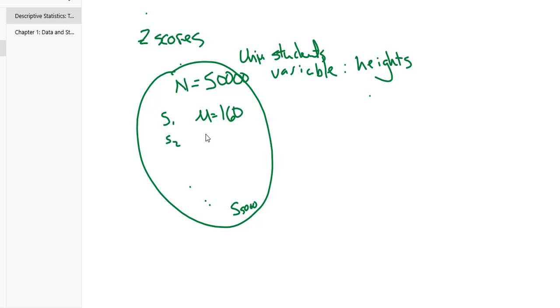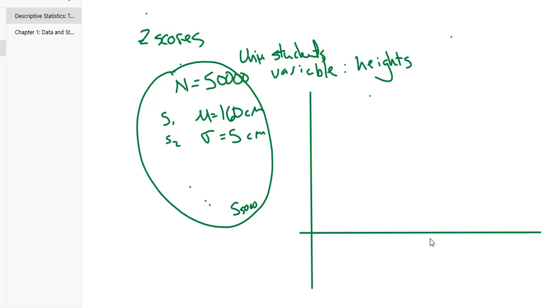And let's suppose we also know the standard deviation for this population, and let's suppose that it's 5 centimeters. So these are centimeters. That means that, let's say this is 160, and this is 165, and this is 170, and this is 155, 150, and so on. We said that the mean of the population is 160, so it's centered around here.